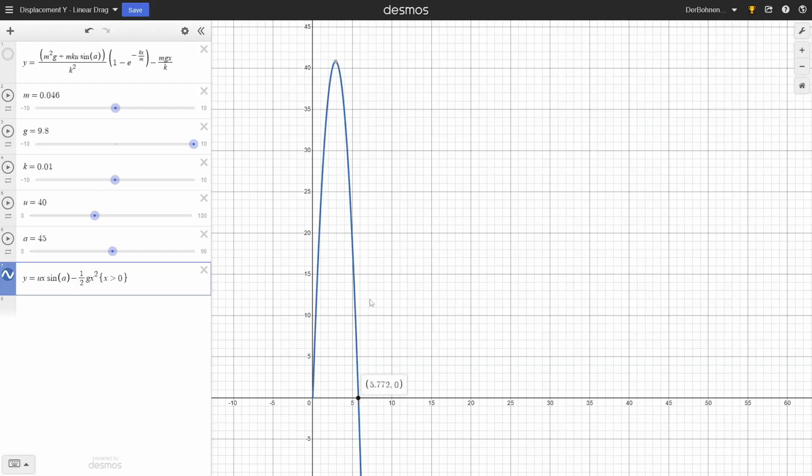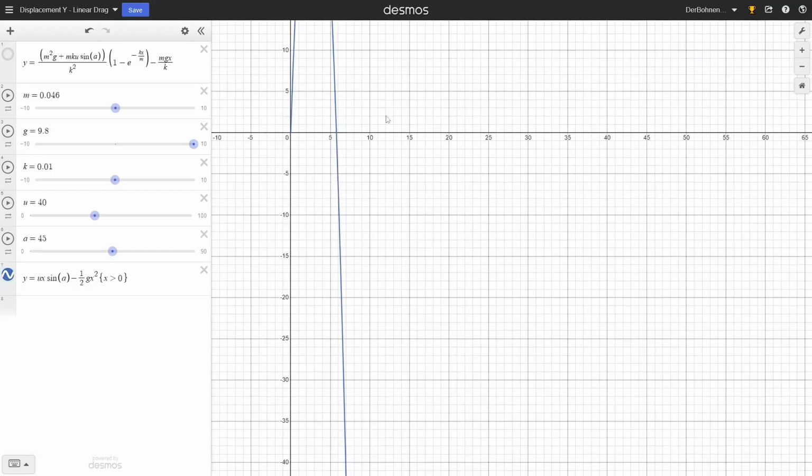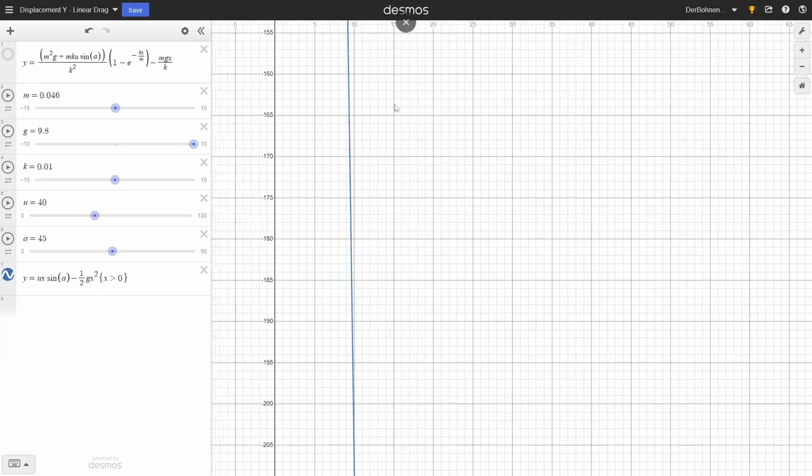Remember, the x component is the time. And it just goes all the way up, and then it starts going down, and it keeps going down forever. Same with the last one.